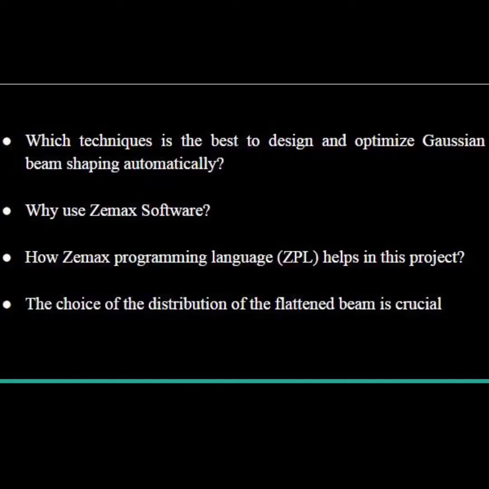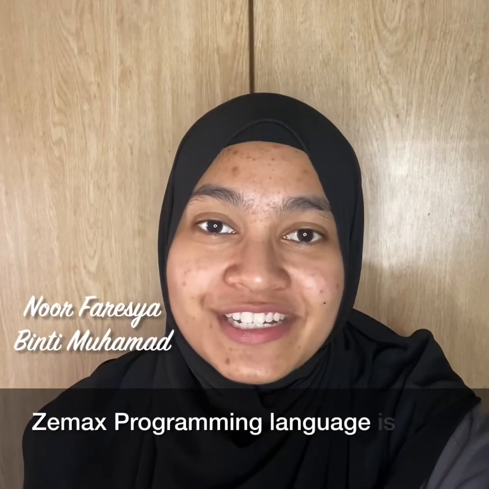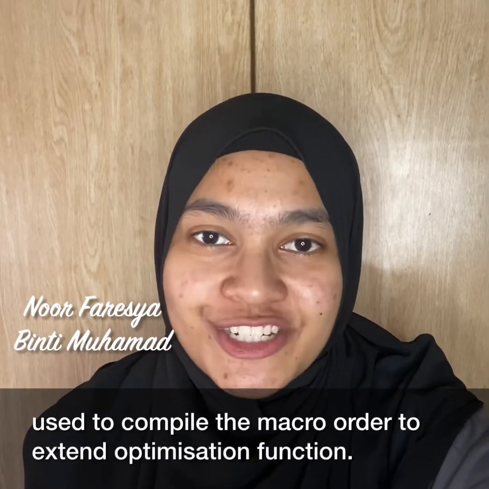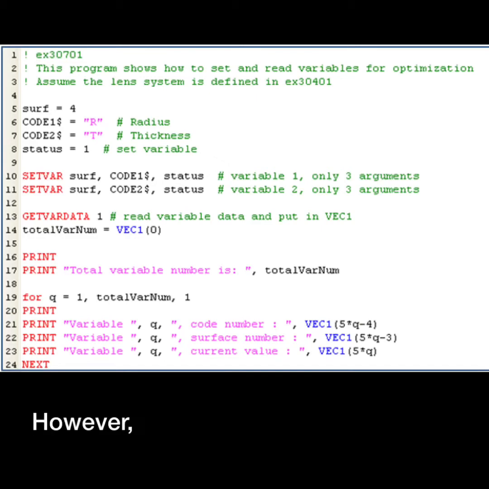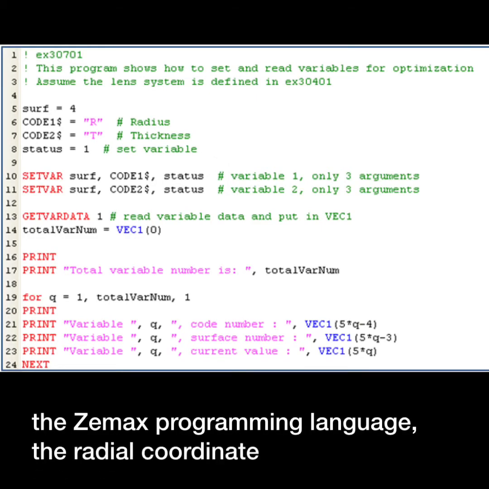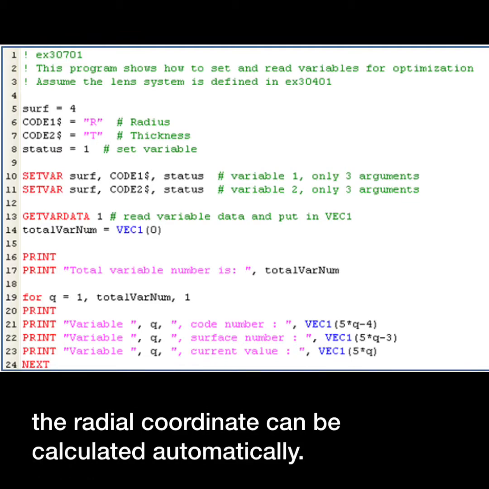Next, how does the Zemax Programming Language, ZPL, help in this project? Zemax Programming Language is used to compile the macro in order to extend the optimization function. By using the Zemax Programming Language, the radial coordinate can be calculated automatically.